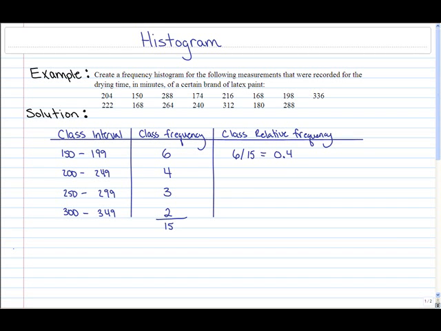Now remember, you can always change a decimal to a percentage. All we have to do is move that decimal point 2 places to the right, and that would represent your percentage. So we have 40% of data points that fall within that first class.